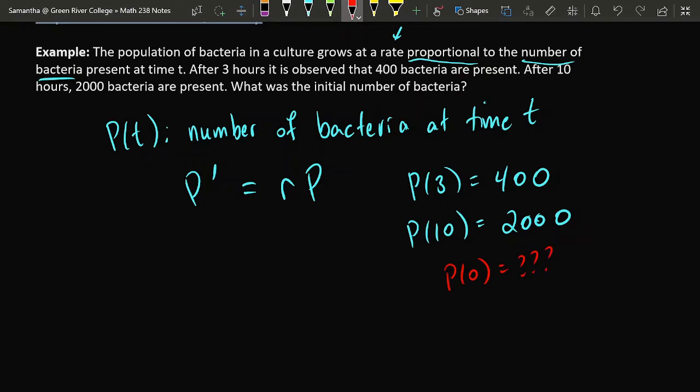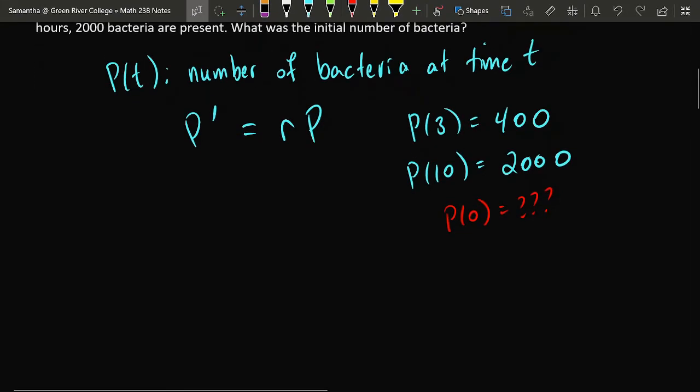Now, in solving this problem, we don't yet know this precise value of r. So let's try and solve this equation just leaving r as an unknown constant. And after we do that, let's see if we can figure out the value of r, maybe using one or maybe both of these points that were given to us: P of 3 equals 400 and P of 10 equals 2,000.